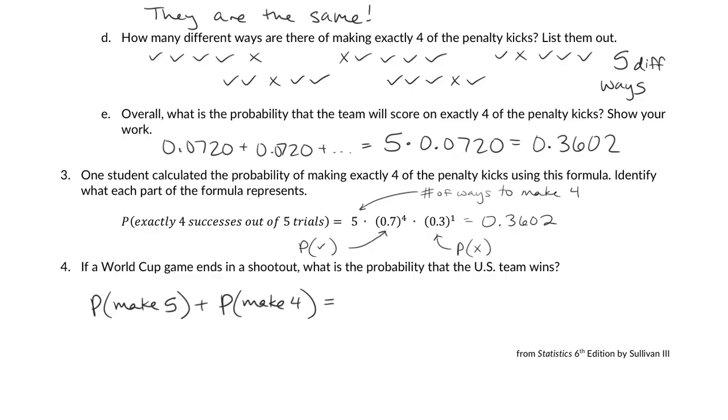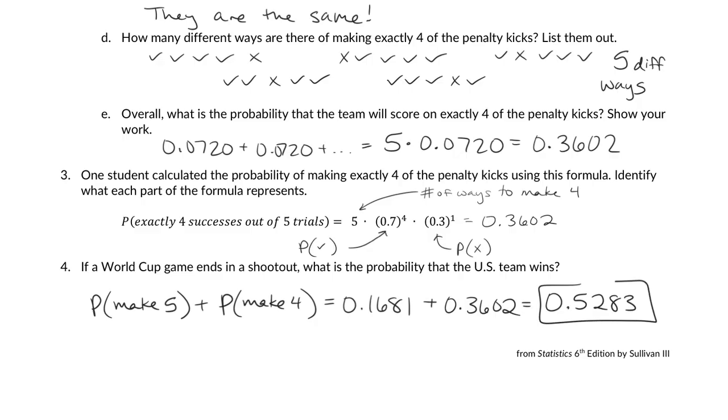So we can take the probability from question number 1 at the top of our page, the probability the team will make all 5 penalty kicks, which is 0.1681. And we can add this probability we found using our binomial formula, entirely of step 2, which is 0.3602, knowing that the U.S. women's team has a 52.83% chance of winning if they make it to a penalty kick.